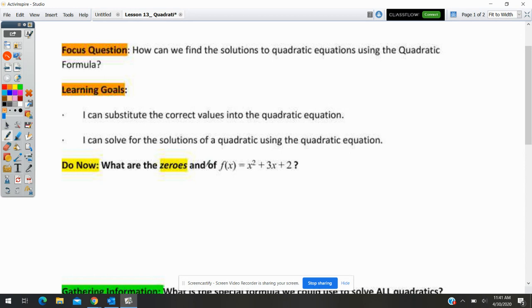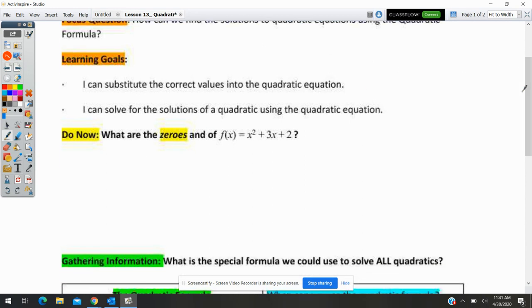So first we're just going to do a small review for the do now. What are the zeros of f of x equals x squared plus 3x plus 2? So remember when they want us to find the zeros, we're solving for x. We want those points on the x-axis where the parabola hits the x-axis. That's what we're solving for.